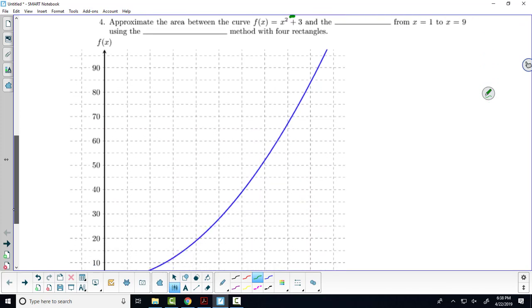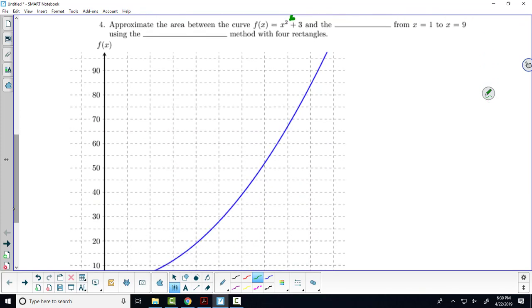But here's the rub, right? This is what we're really interested in, not finding the area underneath the rectangle. Okay? But how do we approximate the area between this curve, f of x equals x squared and 3, and the x-axis from x equals 1 to x equals 9?